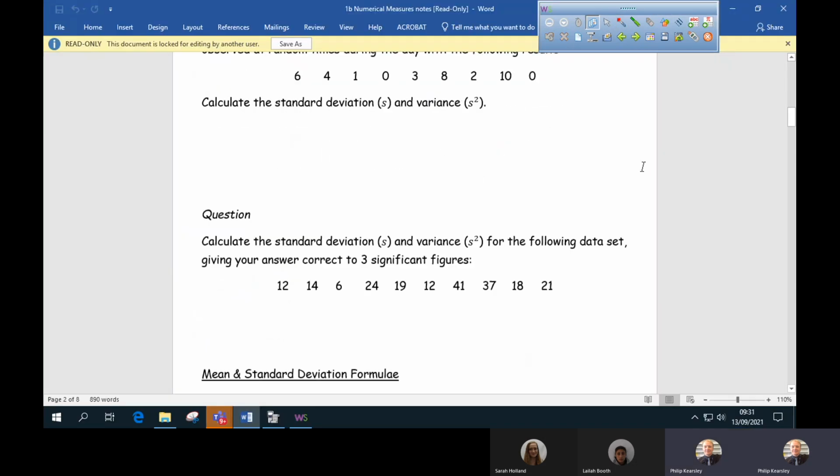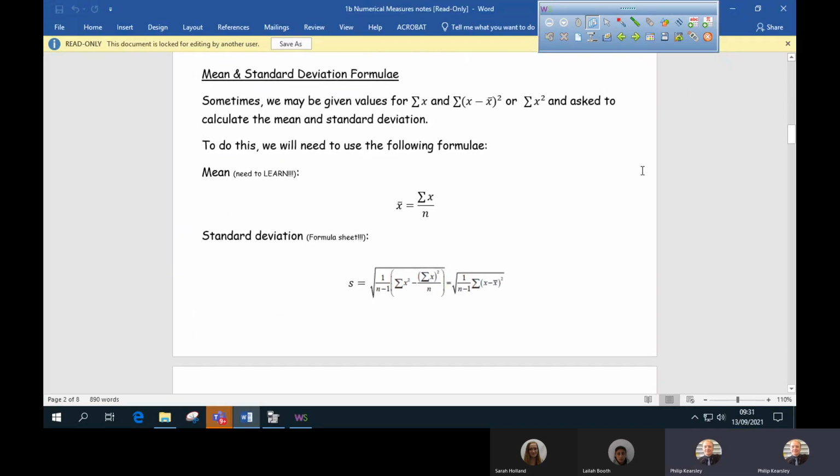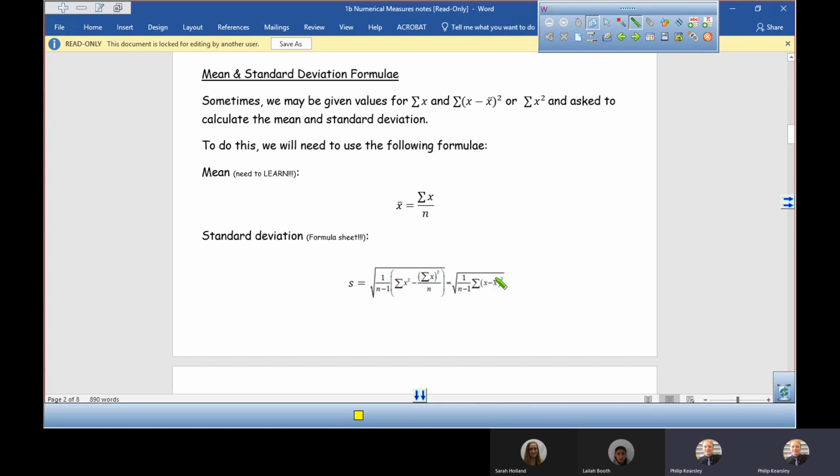What if we have to use formulae, summary statistics, sigma notation statistics? Now there's two formulas. There's one involving x minus x bar squared. This here tends to be the old AQA spec type question.